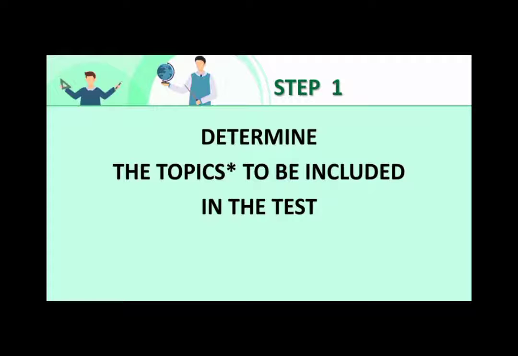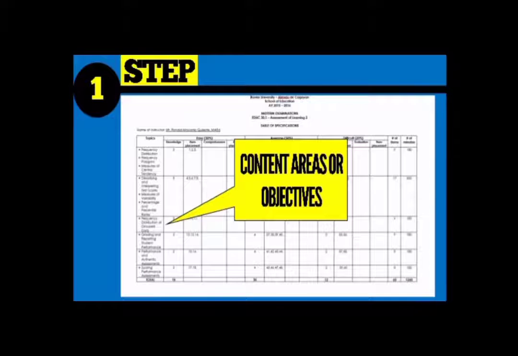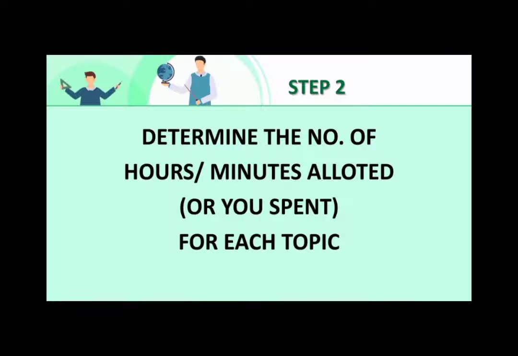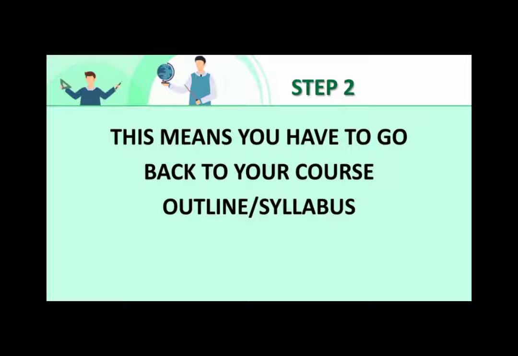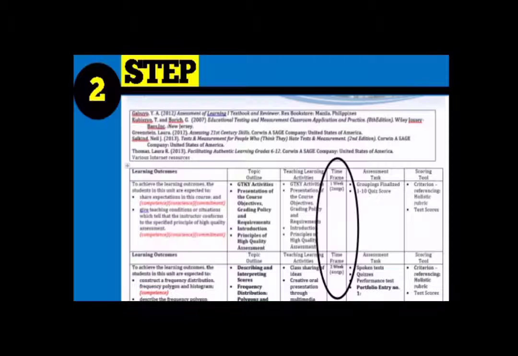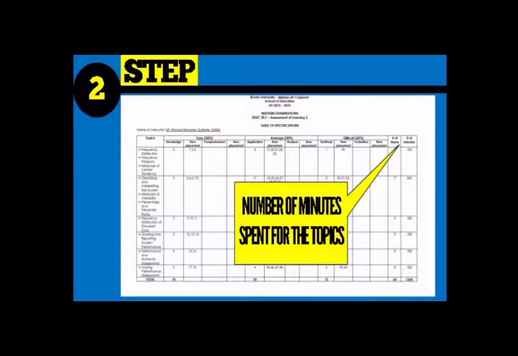Step 1. Determine the topics to be included in the test, the content areas or objectives. Step 2. Determine the number of hours or minutes allotted or that you spent for each topic. This means you have to go back to your course outline or syllabus. Number of minutes spent for the topics.